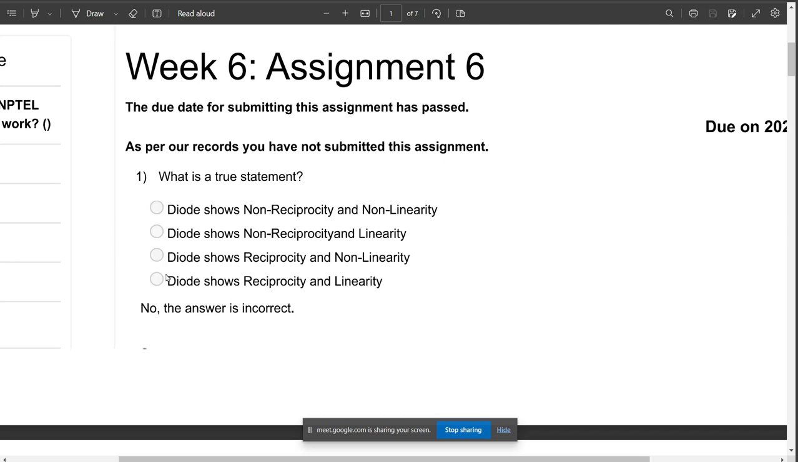Out of these four statements, you have to tell which one is the correct statement. Think about the different kinds of biases and how a diode acts like a switch, and from there you can find out the characteristic of a diode and if the diode is reciprocal and linear or not. I'm giving you 2 minutes for this question.